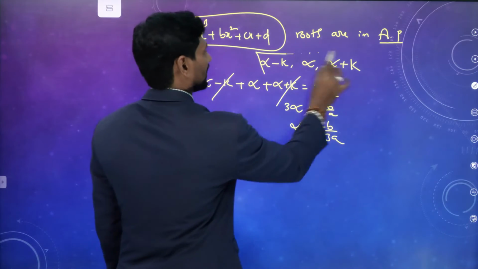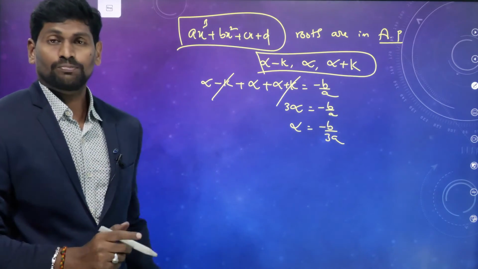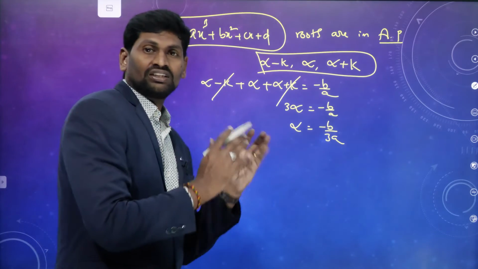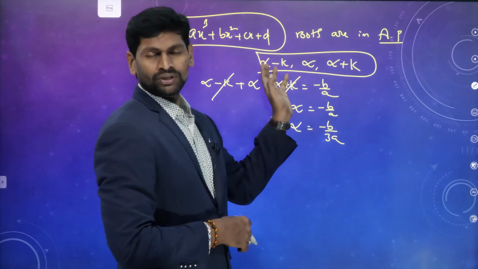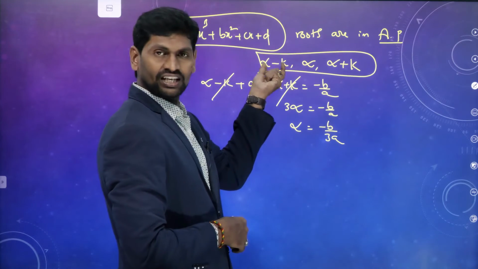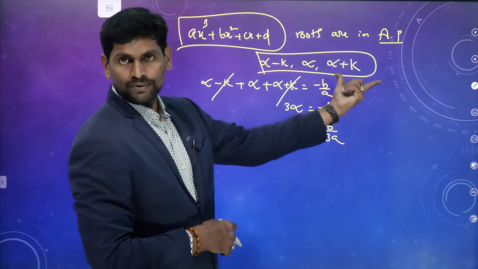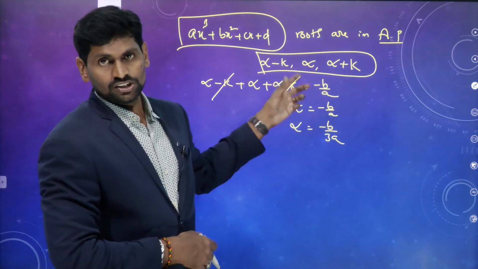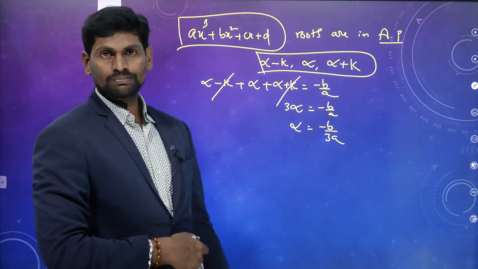Why am I taking the roots like this? Because it is clearly given that the roots are in arithmetic progression. That means an arithmetic progression is formed by adding a fixed number, so the fixed number I am taking is k. Minus k, if you add k, gives alpha. For this alpha, again add k, and alpha plus k will form. So these are the roots which are in arithmetic progression. Now I found the alpha value, minus b by 3a.